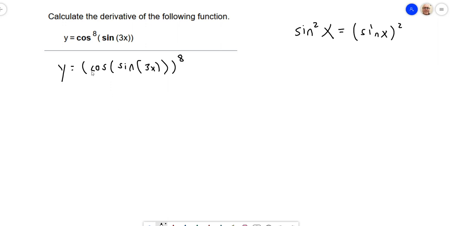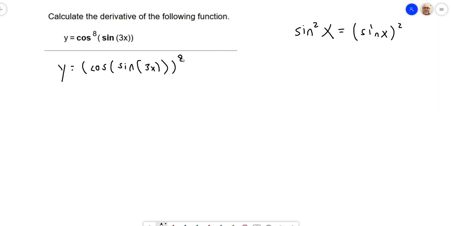So what we're basically going to do is think of this as a function raised to the 8th power. So we're going to use the chain rule. Now, there's going to be a lot of steps. You can also use a u substitution, which might keep it a little bit easier, but you do what works for you.